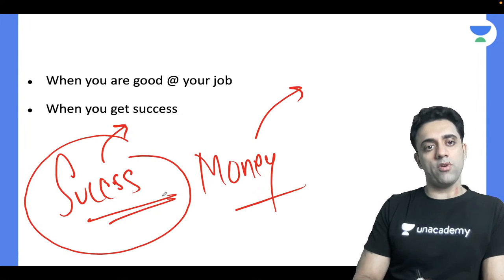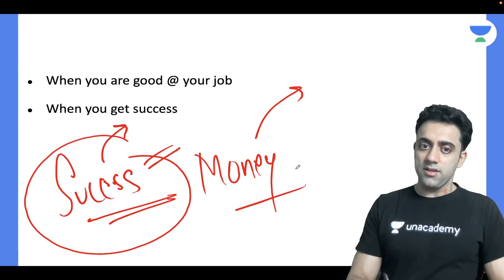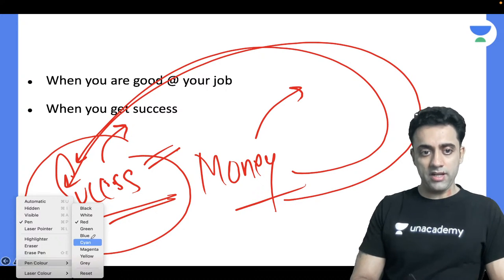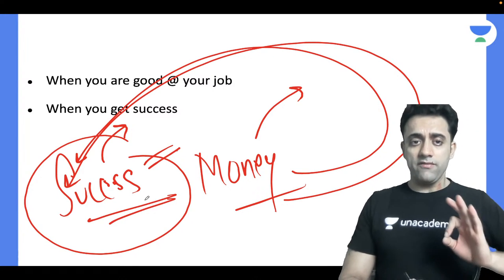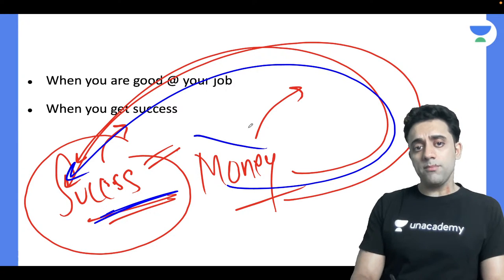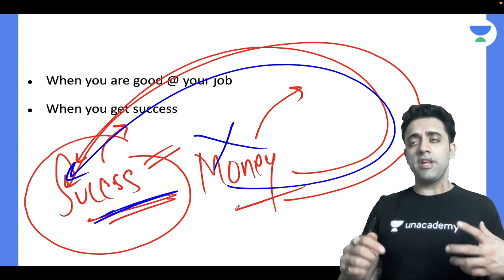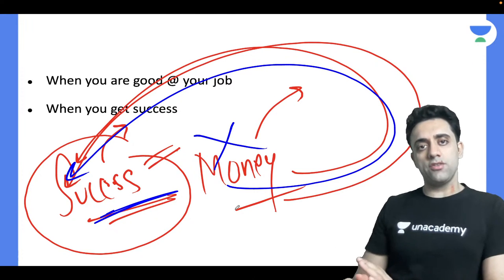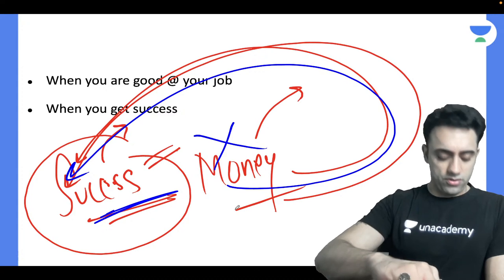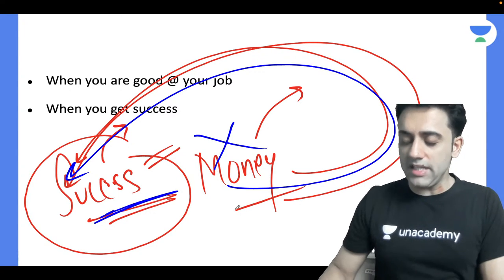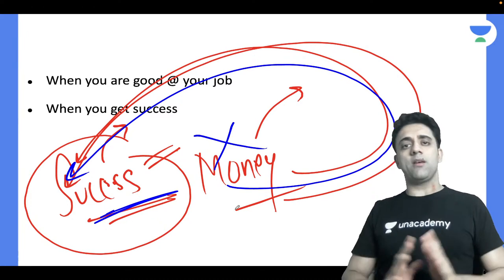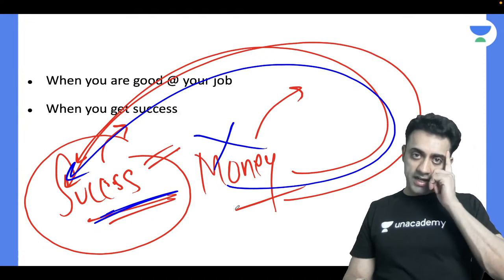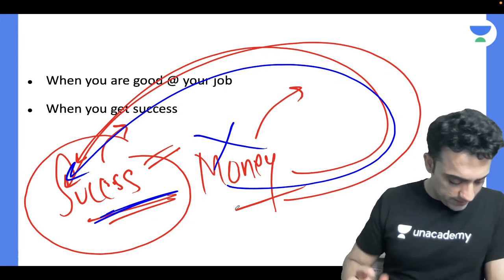Exactly. Success is more important. When you are good at your job and when you get success, money will come. You have to be good at your job. You just have to work hard. That's it. I'll repeat again: when you're good at your job, when you get success, money will come. Don't run behind money. Don't run behind wanting to get rich. Just be good at your job, and once you're good at your job, people are going to come to you. Success plays a very important role. Money is not that important. If you are good at your job, success will come and money will come. Money is very important, but money will come only when you are genuinely using your brains and doing something in life.